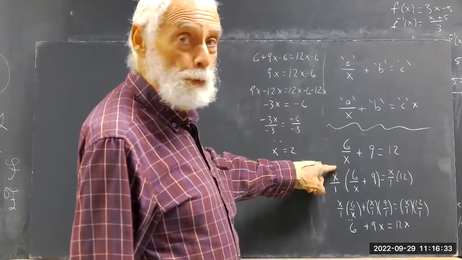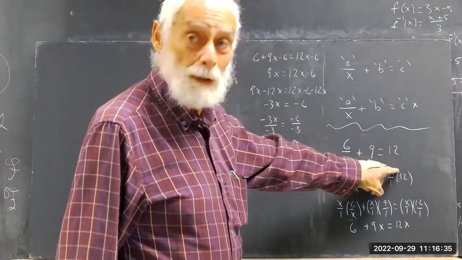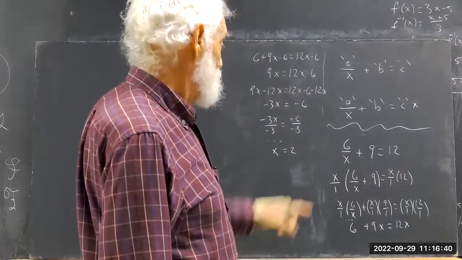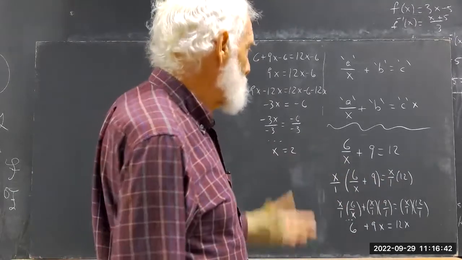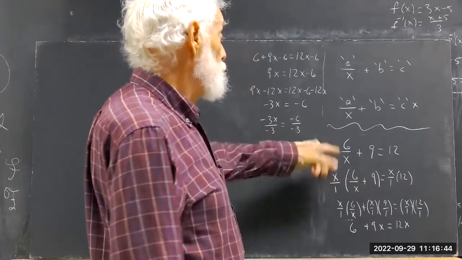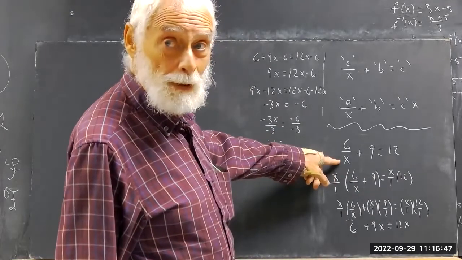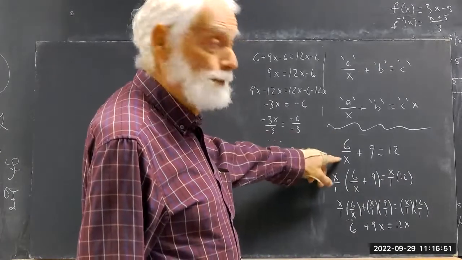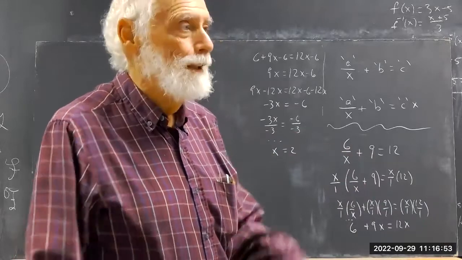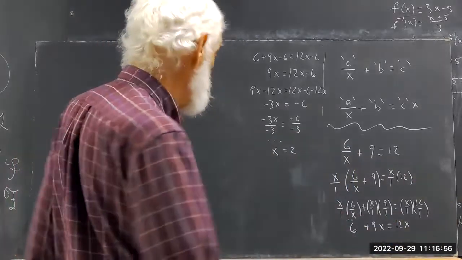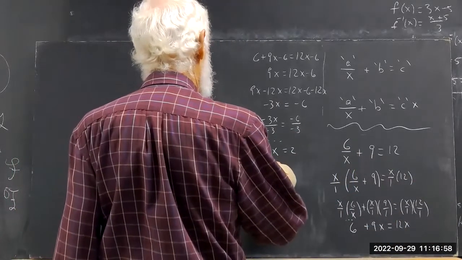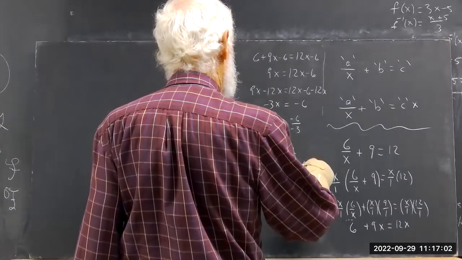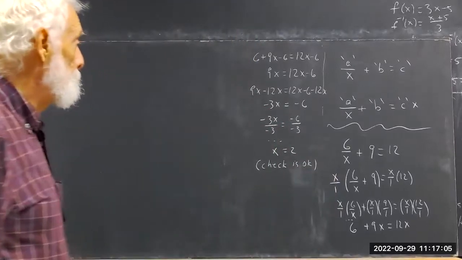6 over 2 is 3. 3 and 9 is 12. You can check that one in your head pretty easily. Since x is not always going to be a whole number or an integer. But when it's an integer that divides into 6, it's really easy to check. And if you have to write out a few steps, okay. In this case, the check is okay.